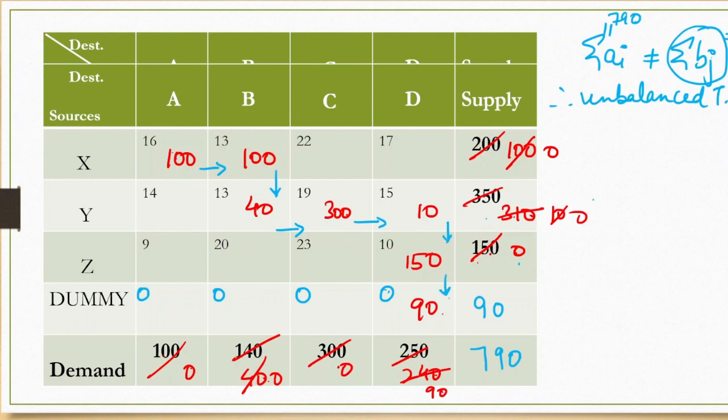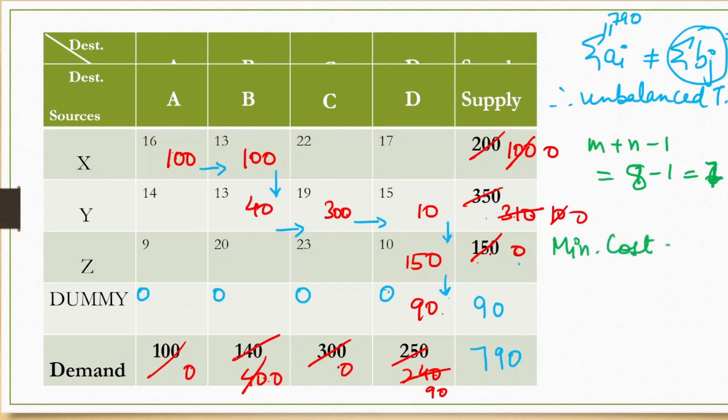Now if we check our m plus n minus 1, here we have 4 destinations and 3 sources, so it would be 7 minus 1, that is equal to 6. We could easily check here that we have 6 allocations, and because here is a dummy variable, to make it equal, it would be 8 minus 1, that's 7. So I am having a positive number of allocations as 7. So again I am having a non-degenerate basic feasible solution.